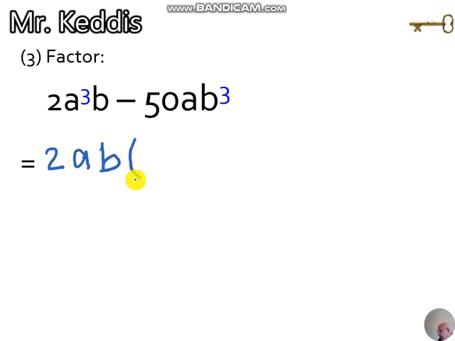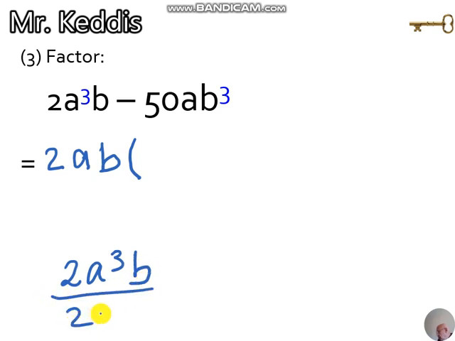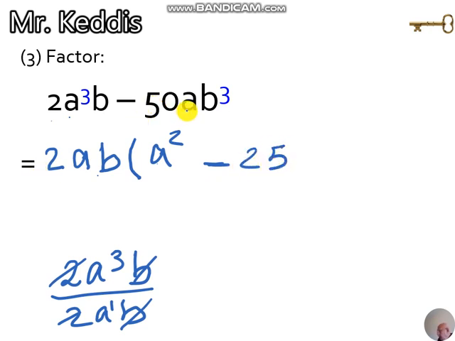Again, if I divide 2a cubed b over 2ab, I cross 2 with 2, I cross b with b, and a cubed over a, when I divide, I subtract the exponent, I get a squared. And when I multiply 2ab times a squared, I get 2a cubed b. By the same thing here, 50 divided by 2, I get 25. I cross a with a, b cubed over b, I get b squared.